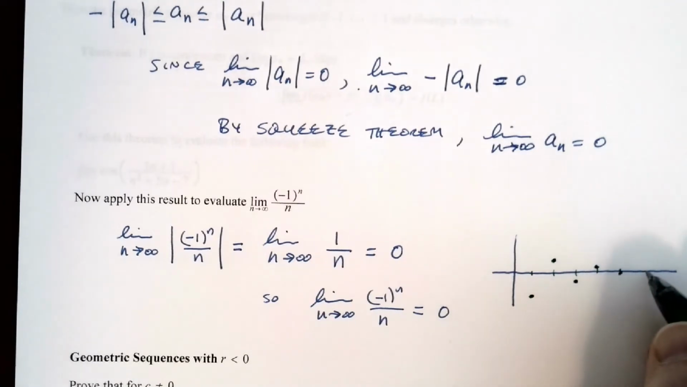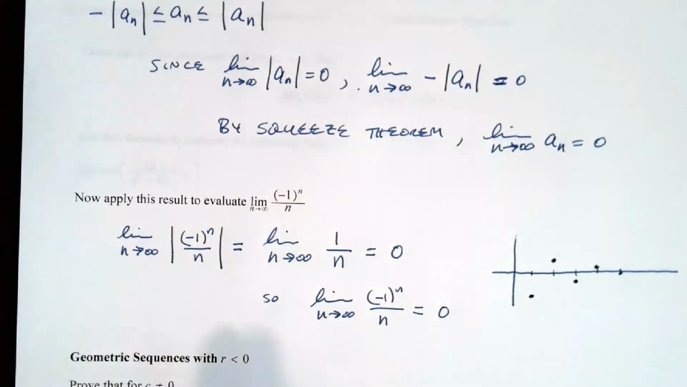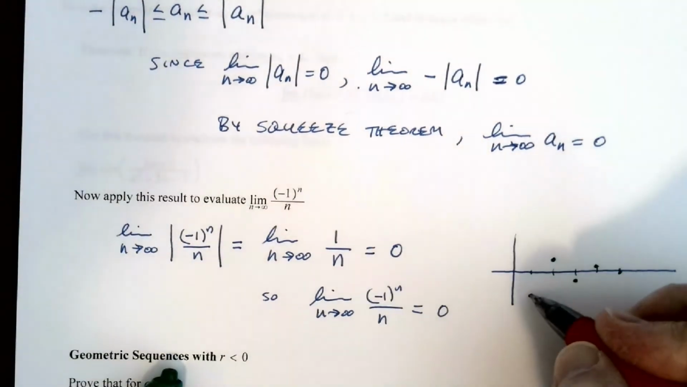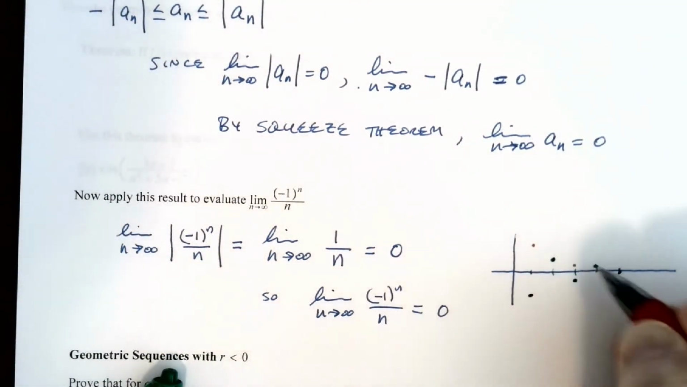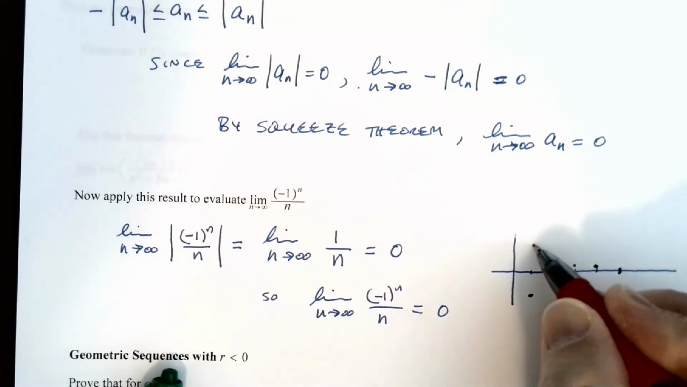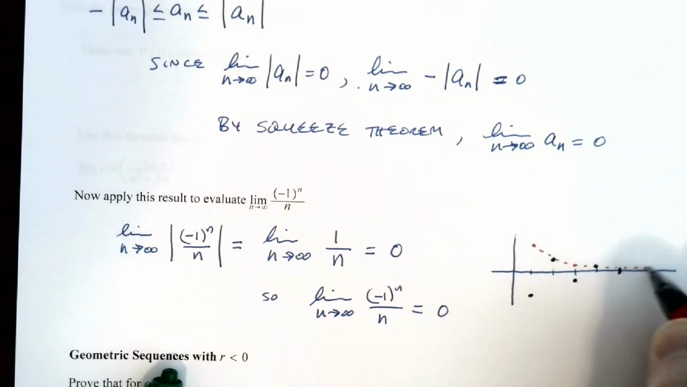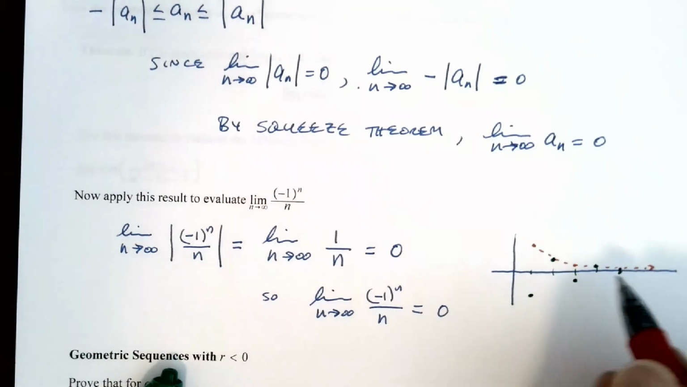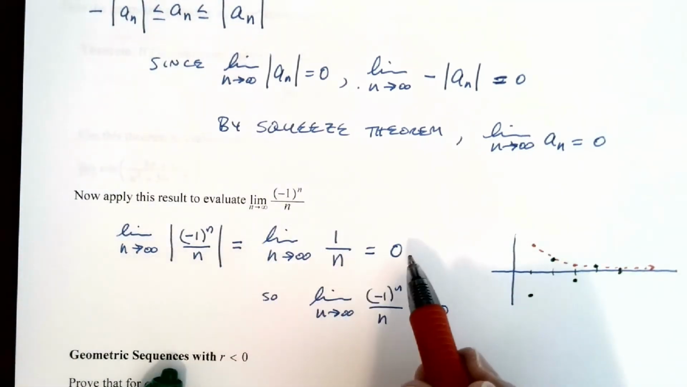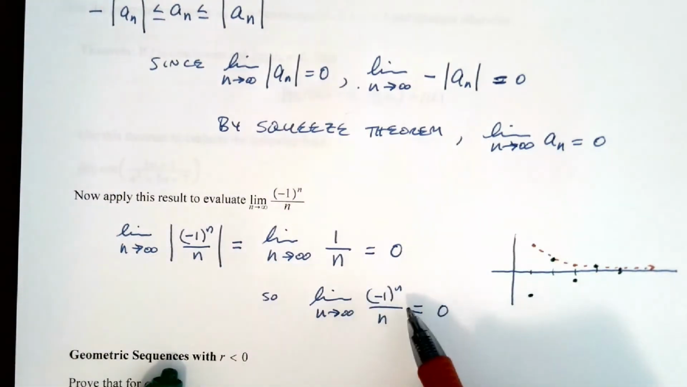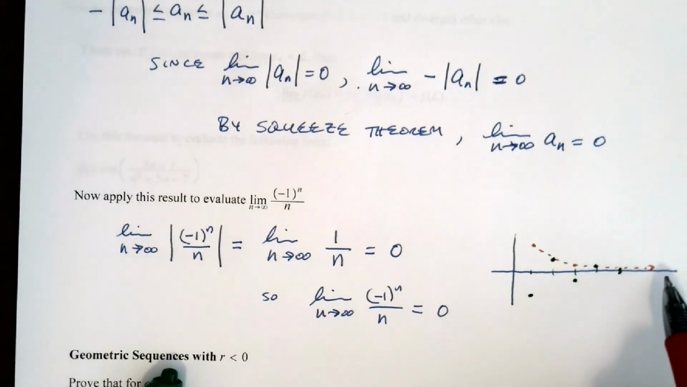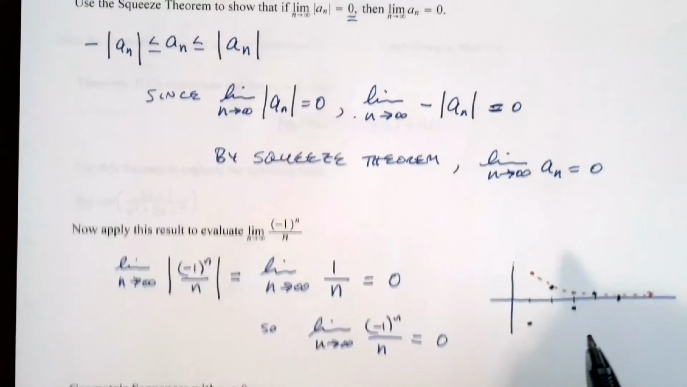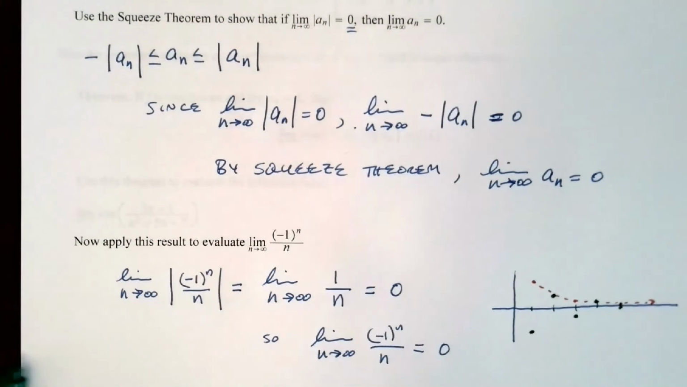It's getting squeezed out. If I looked at the absolute value sequence, then this negative would become positive. This negative would become positive. This negative would become positive. And you see what's happening, right? We're getting closer and closer to zero. So the absolute value of the terms, as we said, goes to zero. And by this theorem, the terms in our sequence also go to zero. Even though they're bouncing back and forth between positive and negative, they're getting closer and closer to zero. Okay, so it's real important again that we realize that.